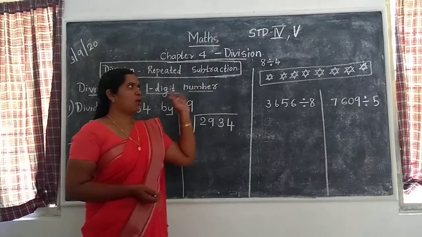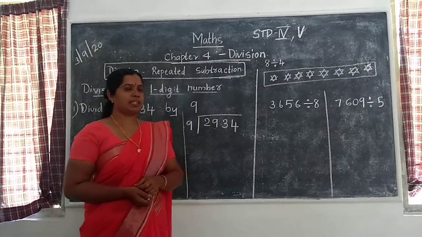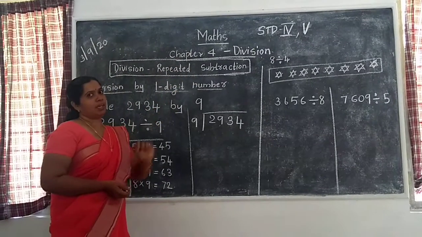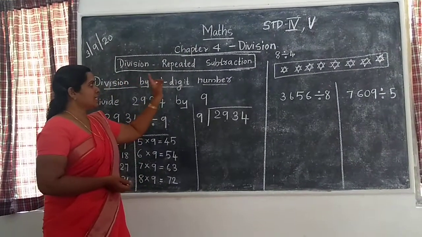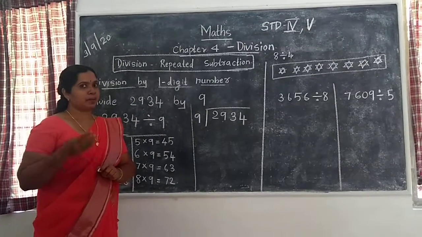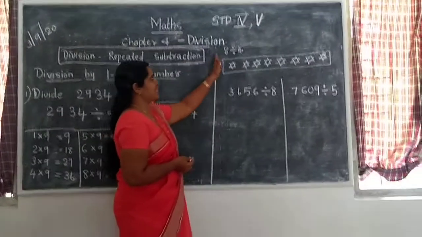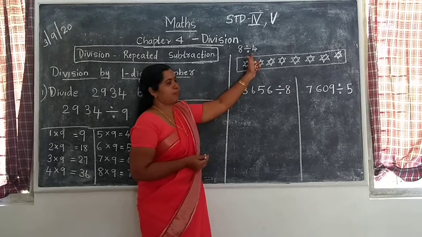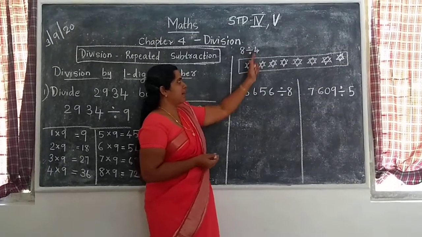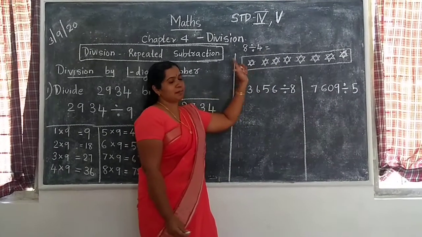This is a common class for standard 4 and 5 students. Chapter 4, division. You know that division is repeated subtraction. For a simple example, 8 divided by 4. This sign means divided. 8 divided by 4 equals. So, we will start with this.